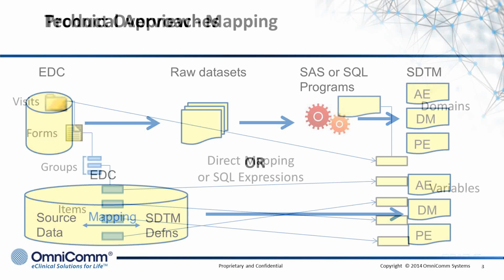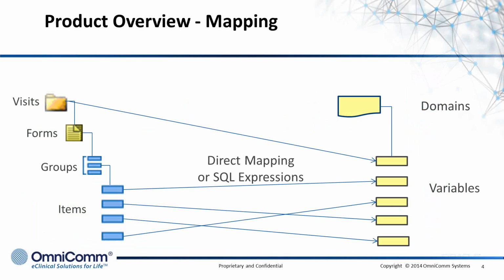So first of all, the mapping exercise. On the left, we have our typical EDC structure of visits. Visits contain forms, forms contain groups, groups contain items. Sometimes it's just a one-to-one mapping. So if I've got an age item on my demographics, I can just drop that into the age variable in my demographics domain. Data type's right, the name is right, the units are right.